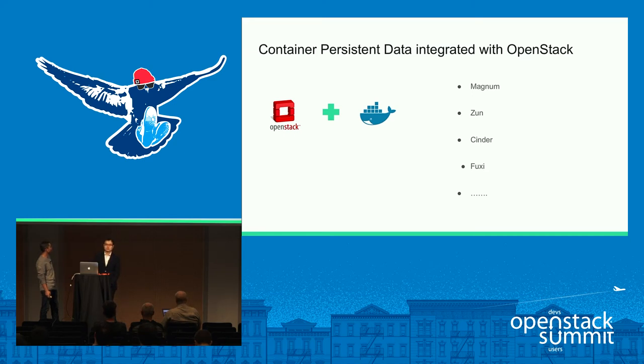Okay, let's talk about the storage in OpenStack. There are a lot of projects related to storage in OpenStack. For example, Cinder provides block storage, Manila provides the file system service, and Swift provides the object storage service. There are lots of Docker volume drivers like Flocker, like Convoy, like REX-Ray, and there is also a project in OpenStack, its name is Fuxi. It's a Docker volume driver.